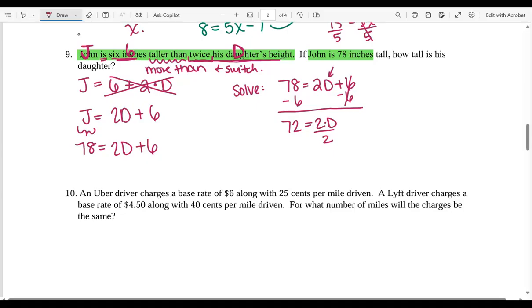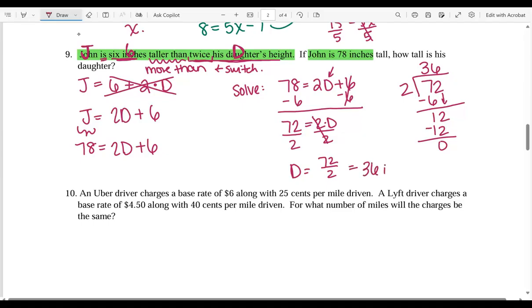Now I divide that 2 to break it away. And that daughter is the same thing as 72 divided by 2. If you don't know what that is, have yourself a side conversation. 2 goes into 7 3 times, using up 6 in the process. 7 minus 6 is 1. Bring down your next number. 2 goes into 12 6 times, using all 12 in the process. So the daughter is 36 inches tall. If you didn't know, that's the same as 3 feet.